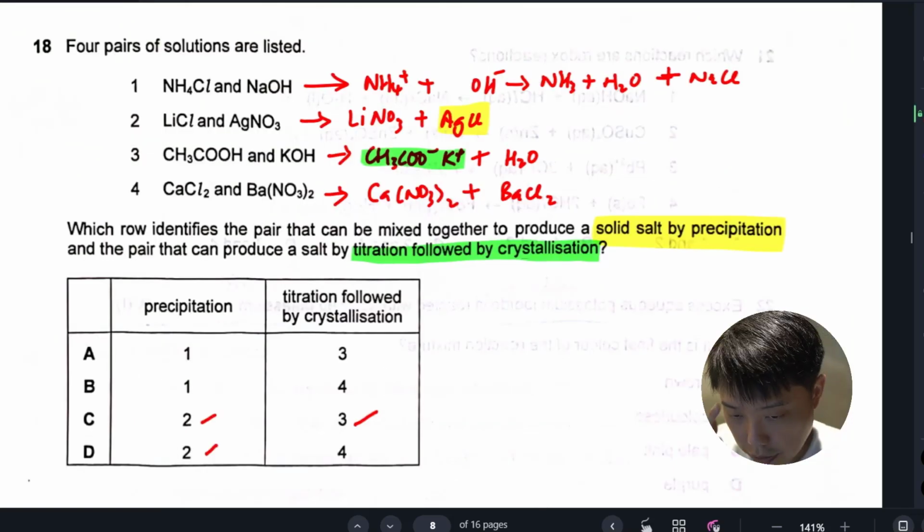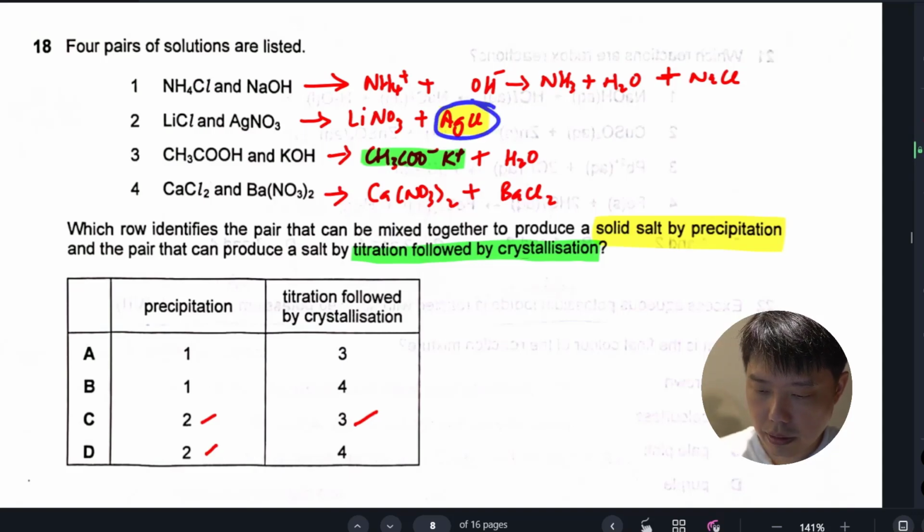All right, guys. So question 18, they have 4 pairs of solution. They say which row identifies the pair that can be mixed together to produce a solid salt by precipitation, and which pair can produce a salt by titration followed by crystallization. Okay, so I've highlighted and color coded. It actually took me a while to understand what this question is asking for. Basically, for precipitation, you just need to look for an insoluble salt. So if you look at all the equations, the only insoluble salt present is from the second pair, which will leave us with C and D.